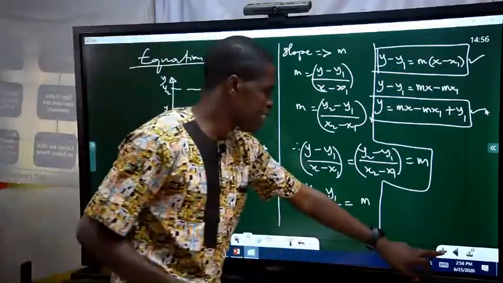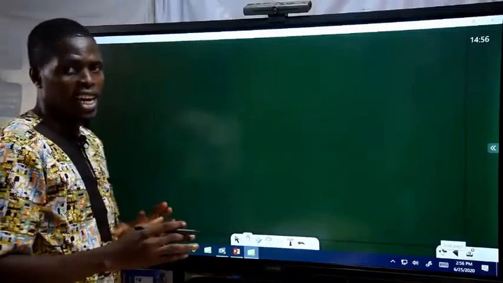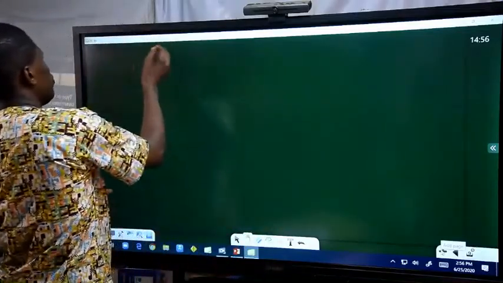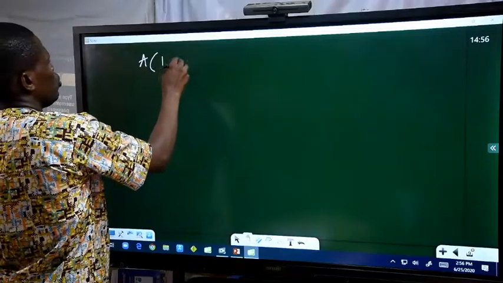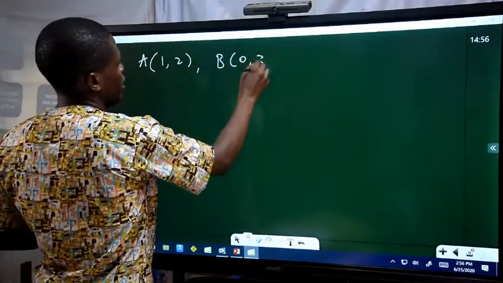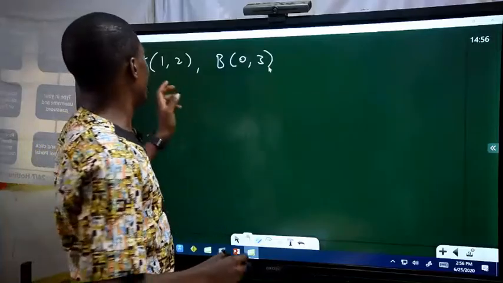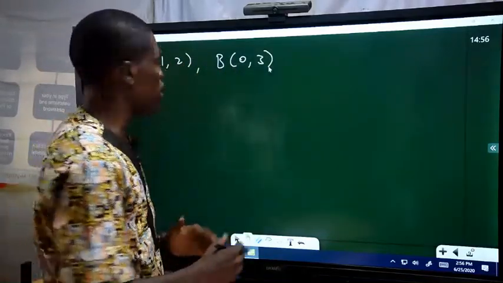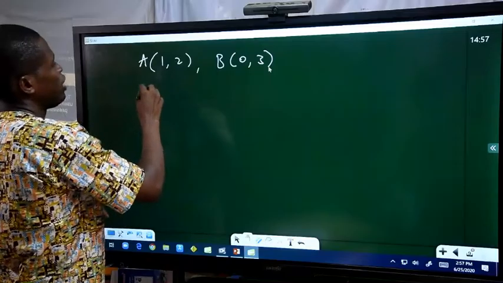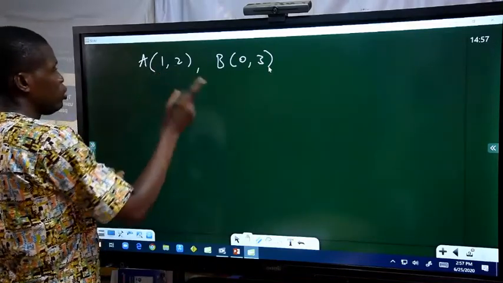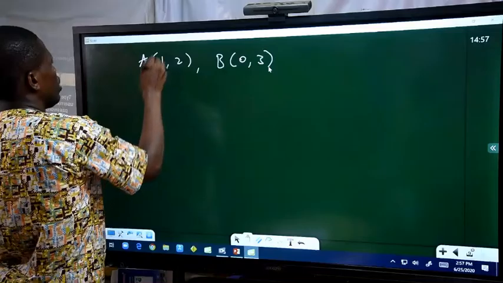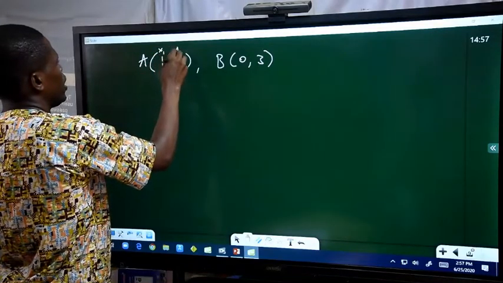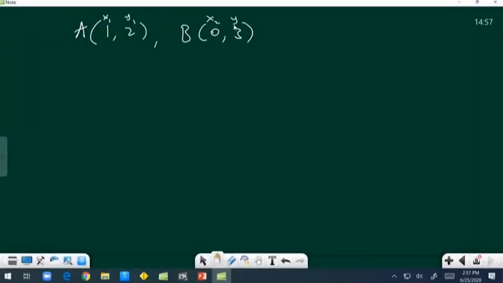So let's see an example of finding the equation of a line when 2 points are given. You are given 2 points. A is (1, 2), and B is (0, 3). What is the equation of the line joining points A and B? To find it, let's use the slope technique. So we have this as x1, this as y1, here as x2, and here as y2. So we have y minus y1 divided by x minus x1 is equal to m.